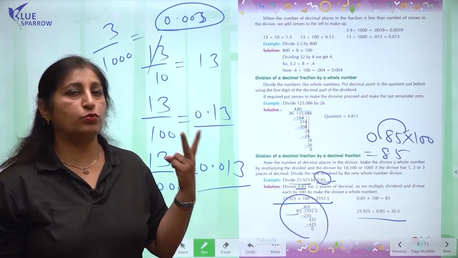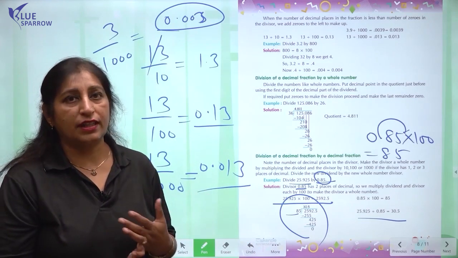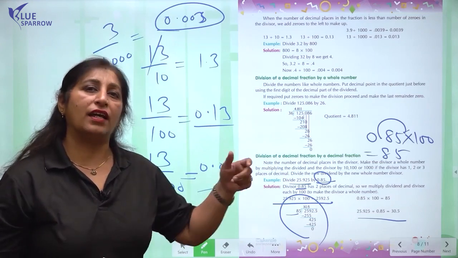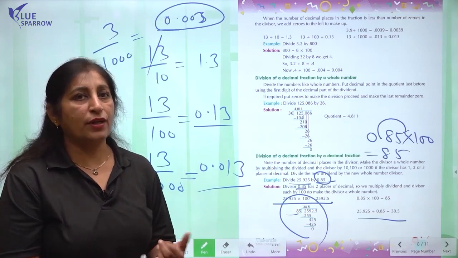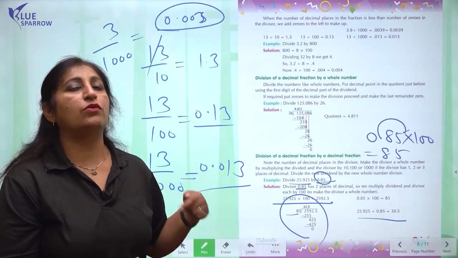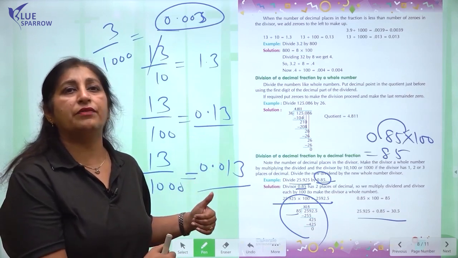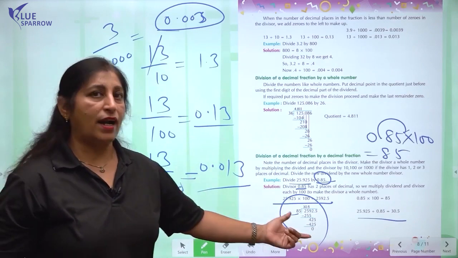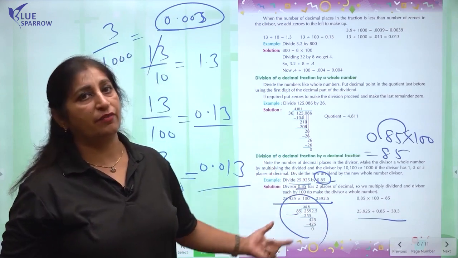Again, I am telling you 2 more things to keep in mind. Firstly, convert the divisor into a whole number by multiplying it with 10, 100 or 1000, whatever is required, but at the same time, before division, multiply the dividend with the number that is required to convert the divisor into a whole number. Then proceed with the division, and the answer would be your required answer of the division of a decimal fraction by a decimal fraction.